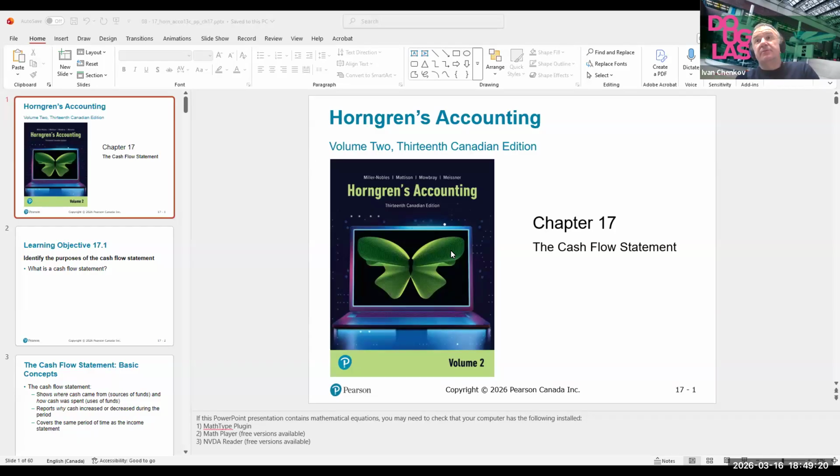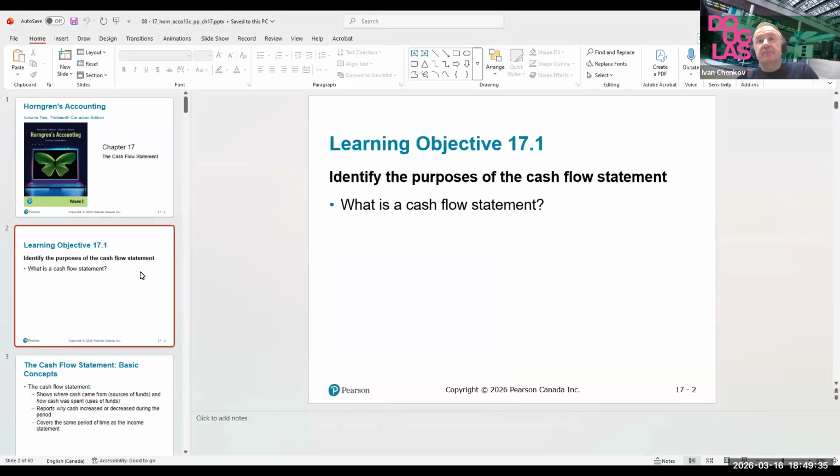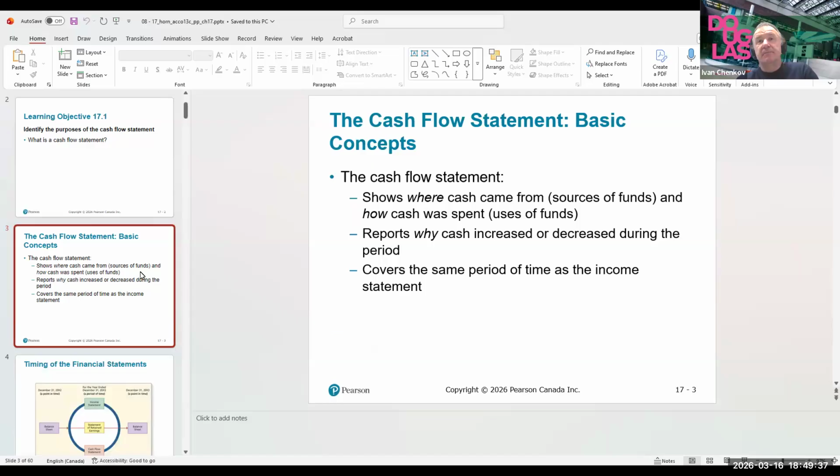Chapter 17, cash flow statement. Interesting chapter, important chapter, because it's going to show you where the cash is coming from and where the cash is going, and how we prepare the cash flow statement. Let's start first with the cash flow statement.